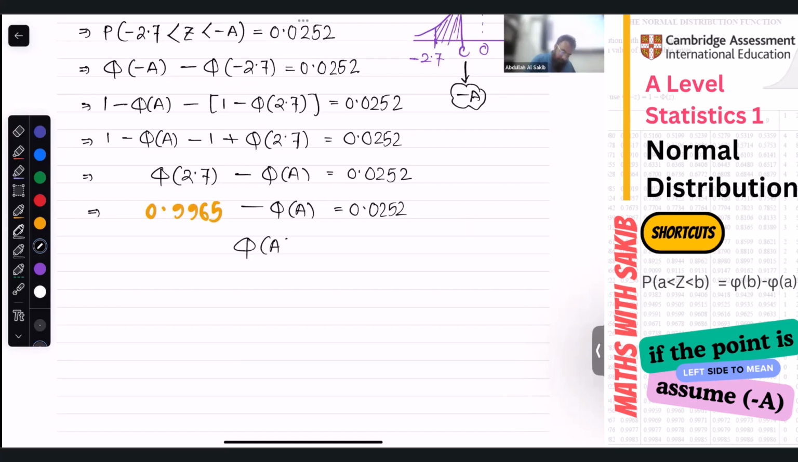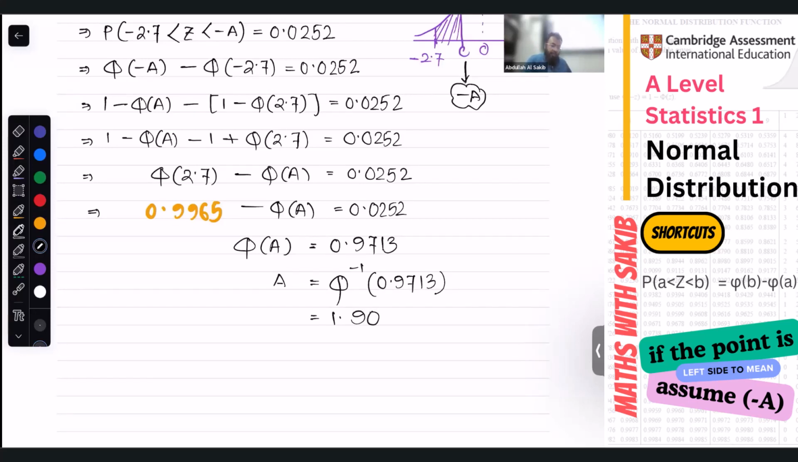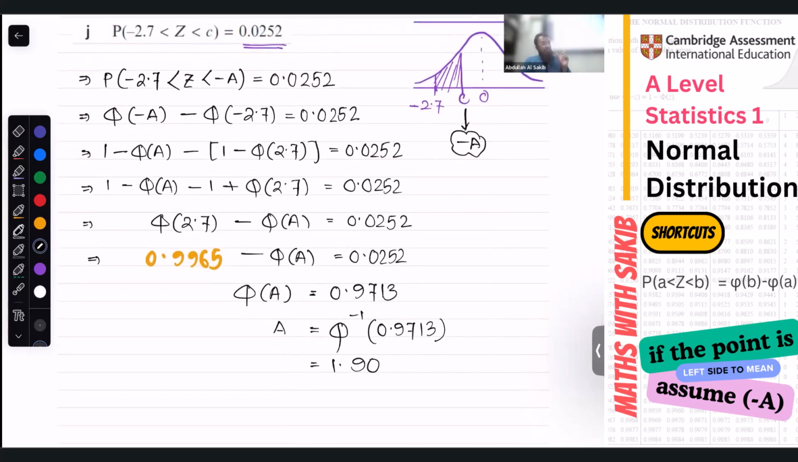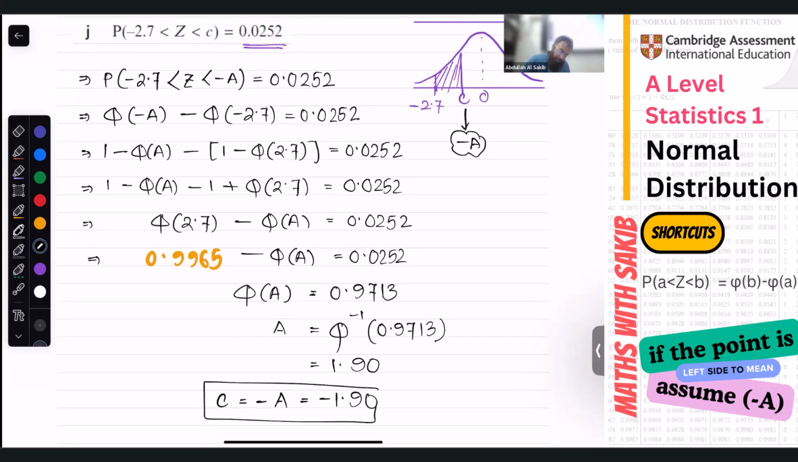minus phi A. That's equal to 0.0252. So phi A equals 0.9965 minus 0.0252, so 0.9713. So A equals phi inverse 0.9713, that is 1.90. Okay. So 1.90. Clear? 1.90. But we need to find the value of C, and C is minus A. So that's equal to minus 1.90. Yes, Baba? Sir, 1.90 and 1.9%.